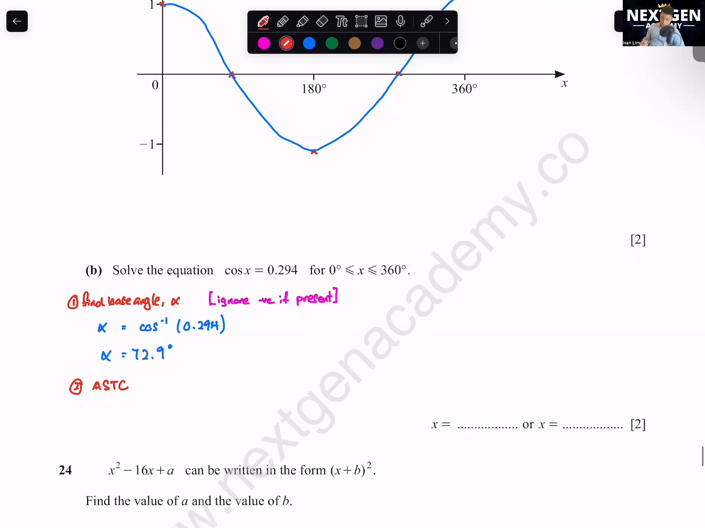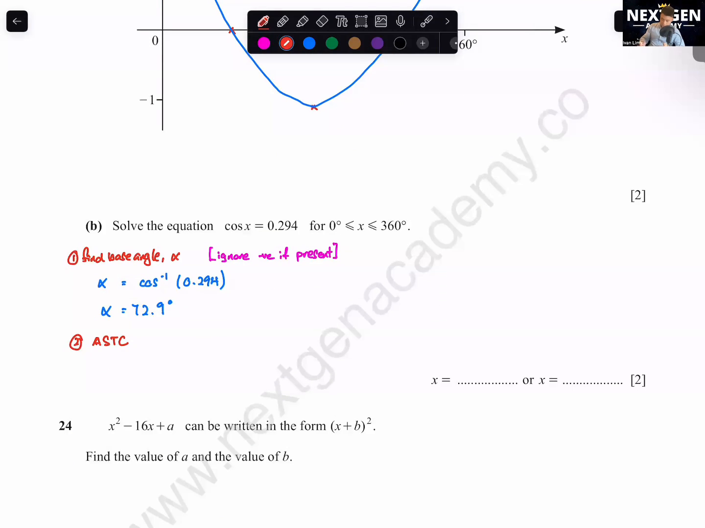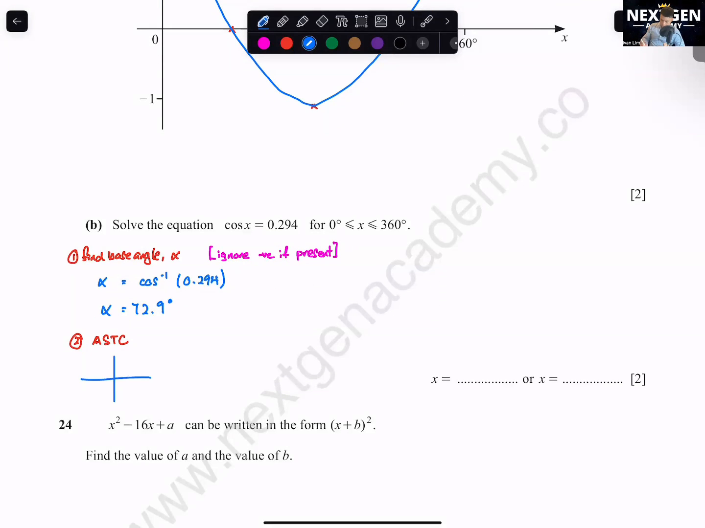Okay, ASTC, what you need to do. ASTC means like this. This is A, this is S, this is T, this is C. We are going to read the quadrants like this: A, S, T, then C. This is called first quadrant, second quadrant, third quadrant, and fourth quadrant.